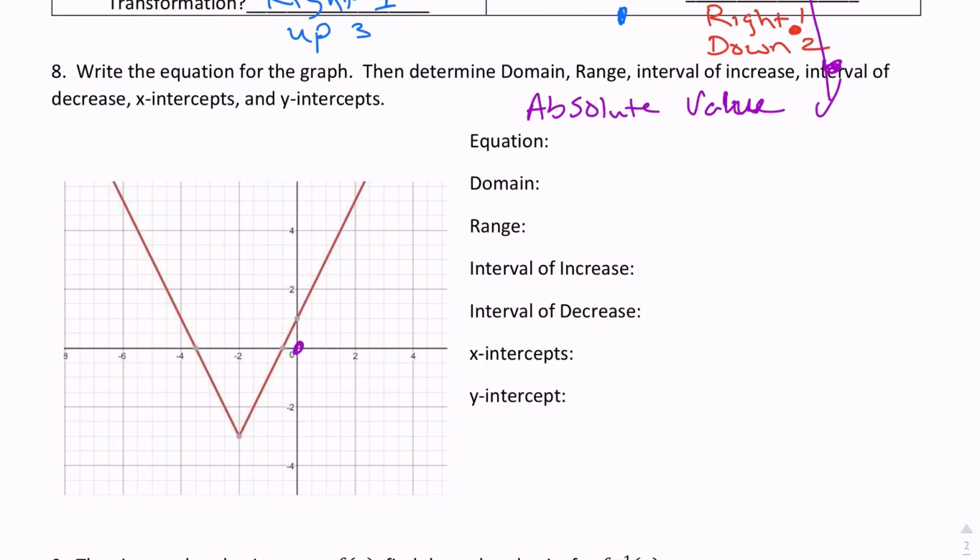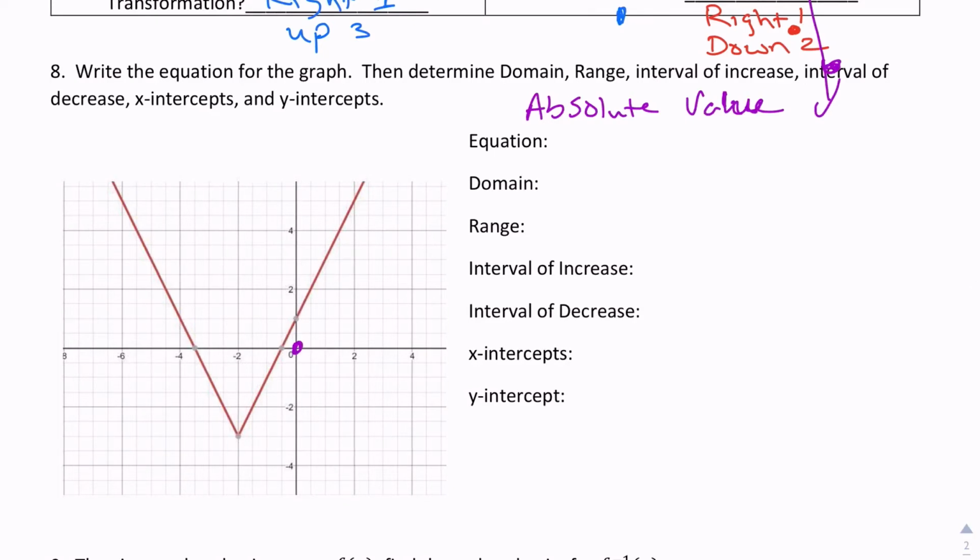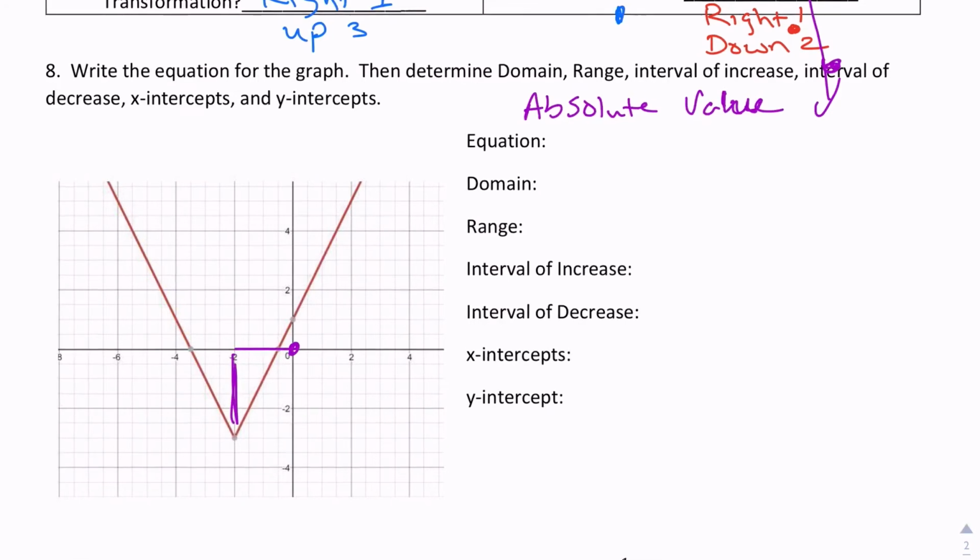Identifying some movements, this came from 0, 0, so it went left 2, and then down 3. Okay. So left 2, down 3, so that's going to give me y equals, I leave a little space, |x plus 2|, and then minus 3. So there's my left 2 and my down 3.